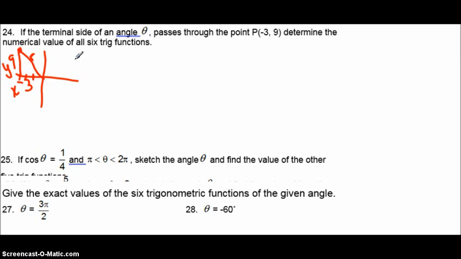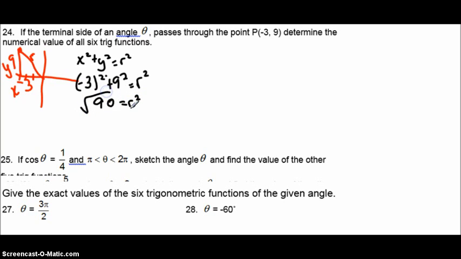Okay. So remember, x squared plus y squared equals r squared. So we know that it's going to be -3 squared plus 9 squared equals r squared. And -3 squared is 9, 9 squared is 81, so that comes to 90. So we take the square root of both, and we get r equals, and now it gets a little tricky, right, because we've got to simplify.